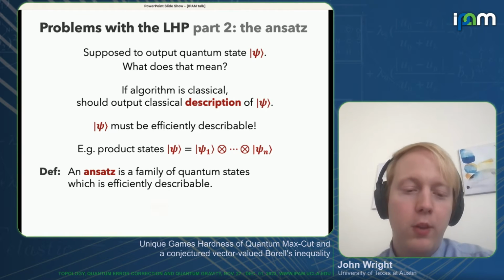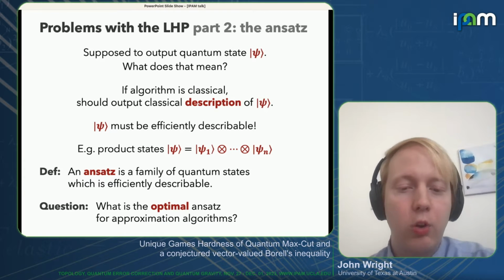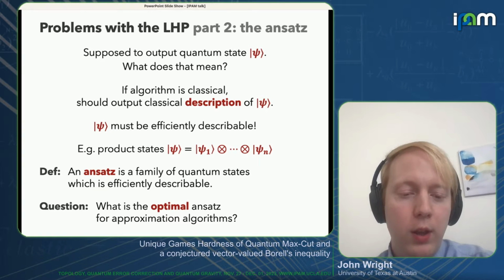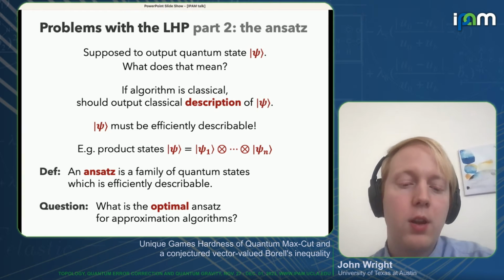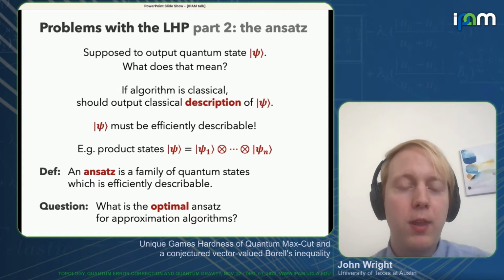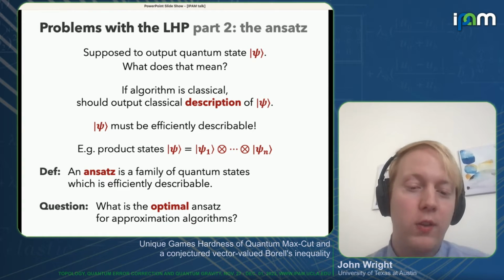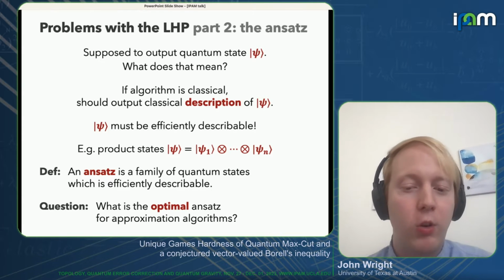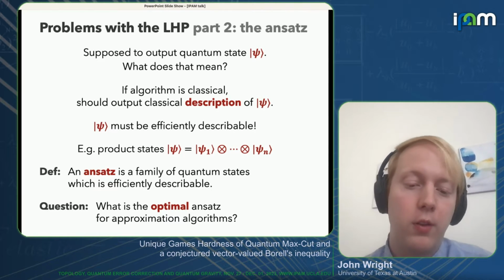This motivates a question: if I design a classical algorithm which is supposed to output this high energy state, what is the best ansatz for me to use? What is the best ansatz for approximation algorithms? It may be that by committing myself to the product state ansatz, I'm forcing myself to use a worse approximation algorithm than I could get with other ansatzes.